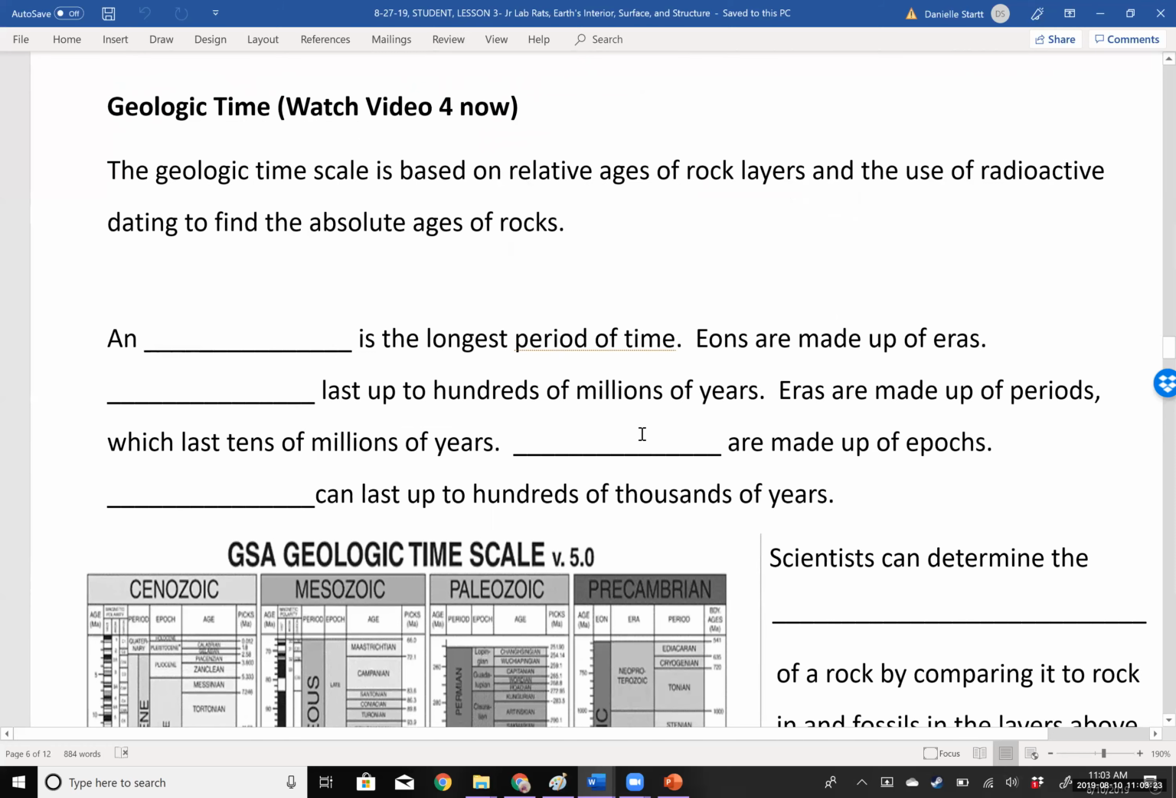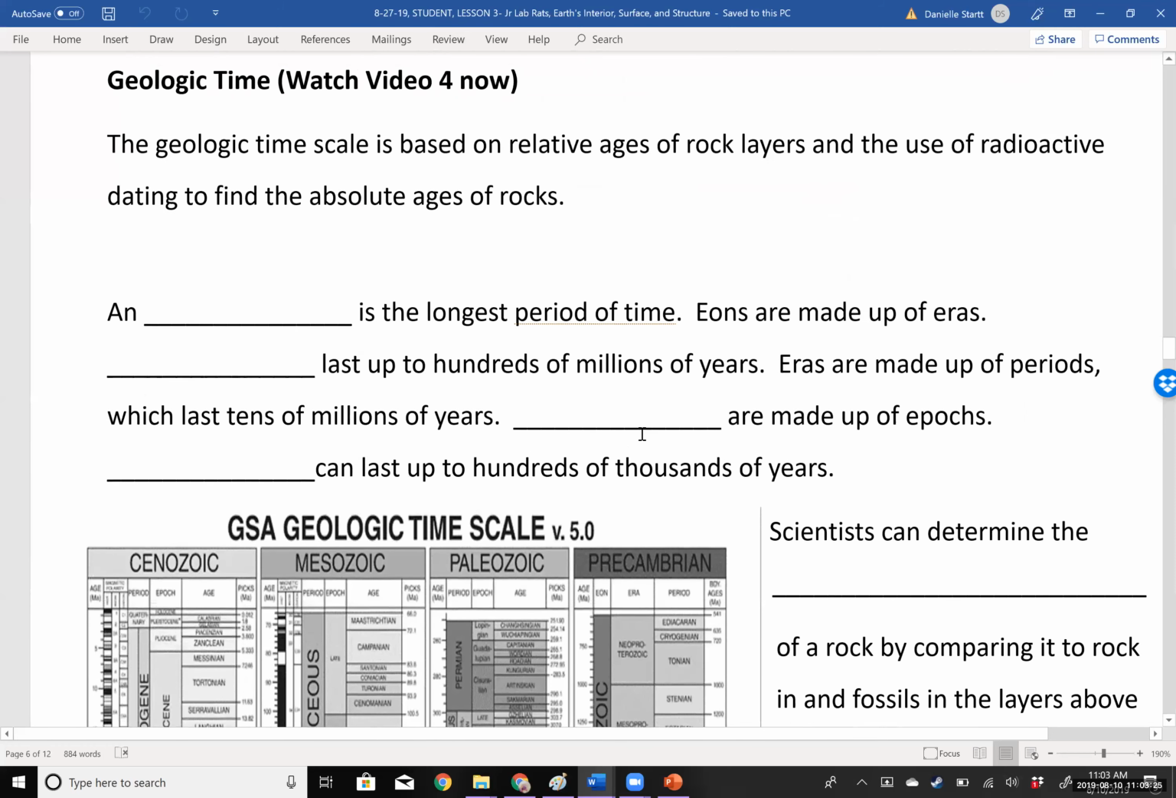Okay, this is geologic time. Geologic time means the names for the various time periods on Earth, and the time periods on Earth are huge, like millions and millions of years. Geologic time scale is based on relative ages of rocks and rock layers that are used, and the use of radioactive dating to find absolute ages of rocks.